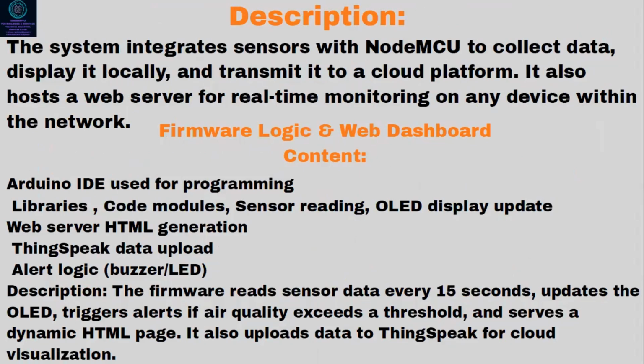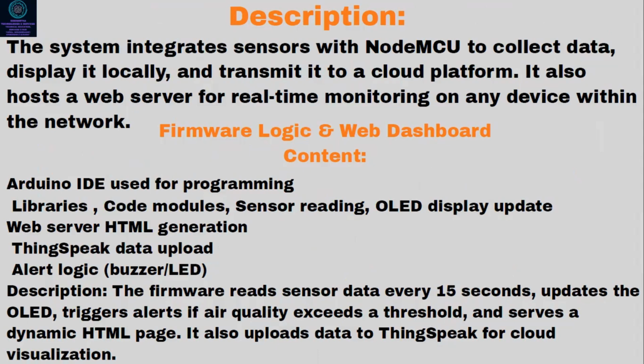Okay. Now, the description of the system integration: sensors with the NodeMCU collect data, display it locally, and transmit it to the cloud platform. It hosts a web server for real-time monitoring on any device within the network. Both things I have just explained. Now, firmware logic and web dashboard contents. The Arduino IDE is used for programming. I have used the Arduino IDE because the program is in C. Libraries are there. The first thing you have to remember, I'm going to tell you in the code part.